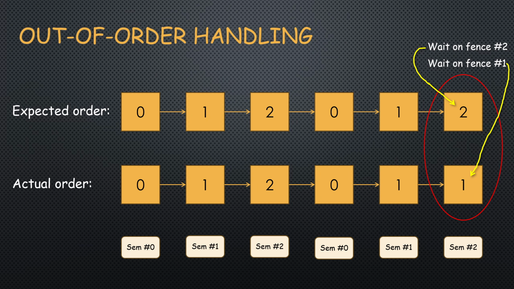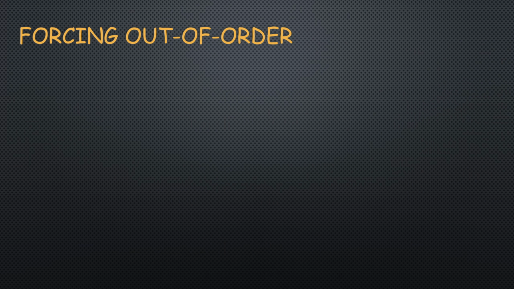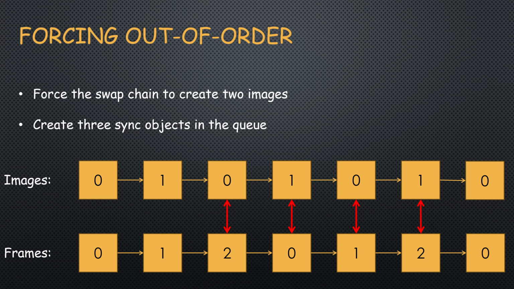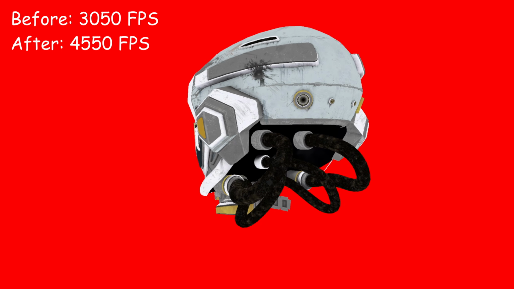Now I have to admit that by default my swap chain always behaved in order, so I wasn't able to test this code under normal conditions. Therefore, I told the swap chain to allocate only 2 images while creating 3 sets of sync objects in the queue. This triggered a special case on many of the calls to this function, and I was able to verify that it works correctly. And that's it for today.